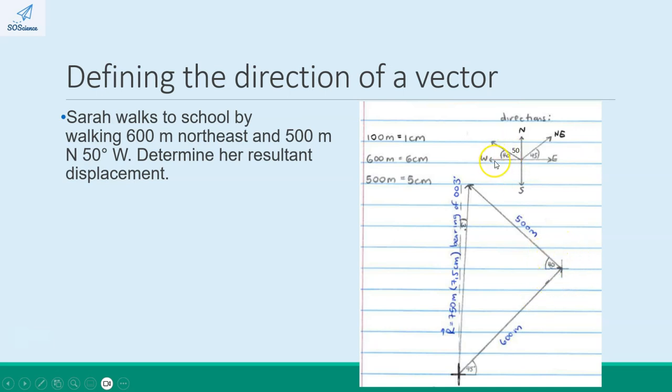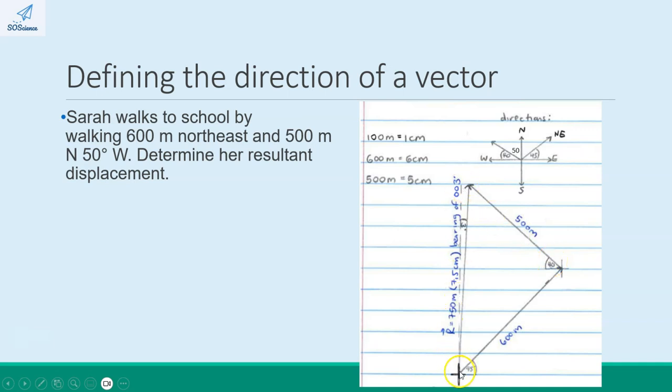Based on this diagram, I can see that I need to measure 50 degrees from here or 40 degrees from here. It doesn't matter, whatever is easier for you. So I have measured a 40-degree angle, and that line is going to be 5 centimeters long. And so here are my two vectors, my 600-meter vector northeast. And then using the head-to-tail method, I've got my 500-meter vector north 50 west.